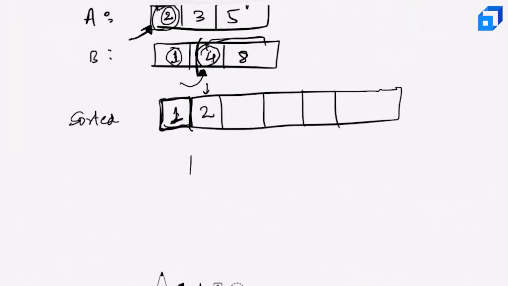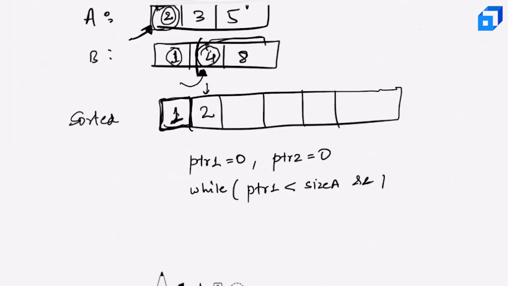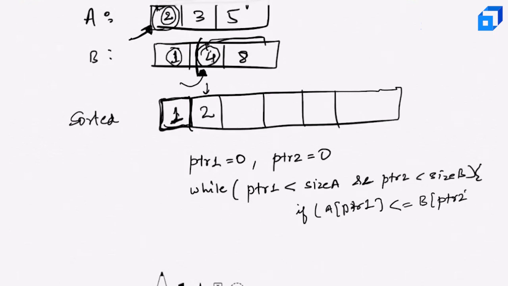Let's say there's a pointer 1, which is for array A. There's a pointer 2, which is for array B. And you just say the following: while pointer 1 is less than the size of A and pointer 2 is less than the size of B, you do the following. You figure out which one is smaller. You just check: if A of pointer 1 is smaller than or equal to B of pointer 2, then simple, this is what goes in the sorted array.